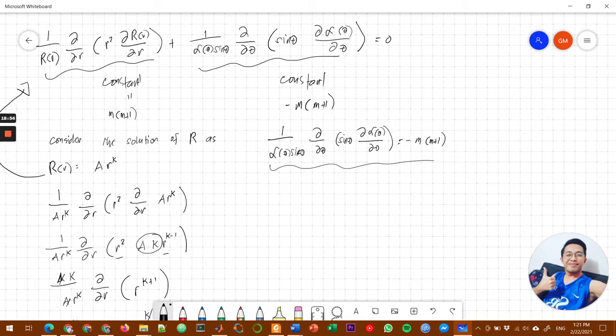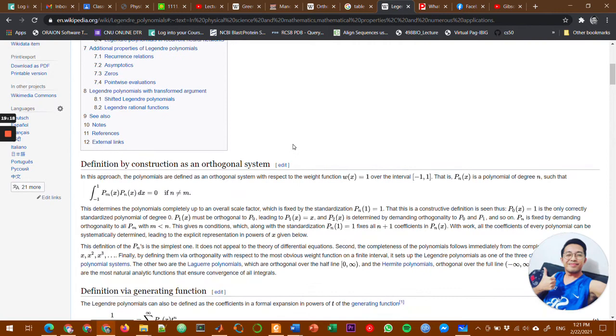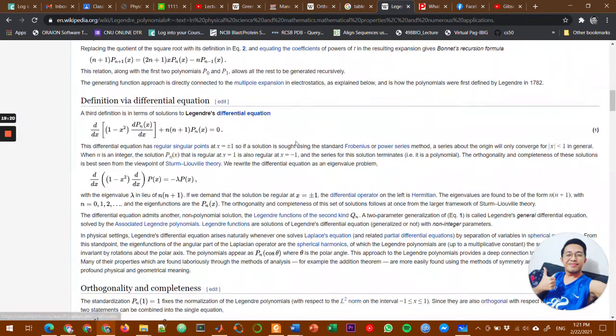I think you've encountered Legendre polynomials before. Its equation is actually given by this. And the solution to this equation is really known as the Legendre polynomials. So I have here with me, from Wikipedia, the Legendre polynomials. Okay? And the equation is given by this.